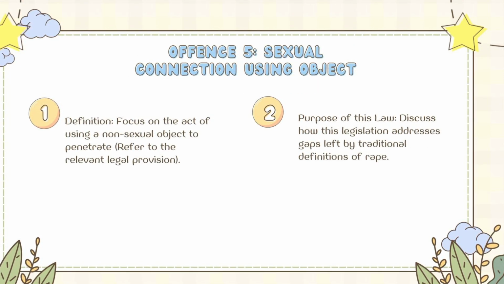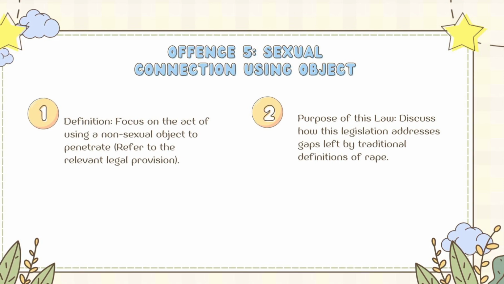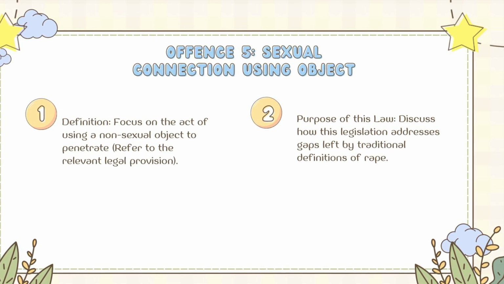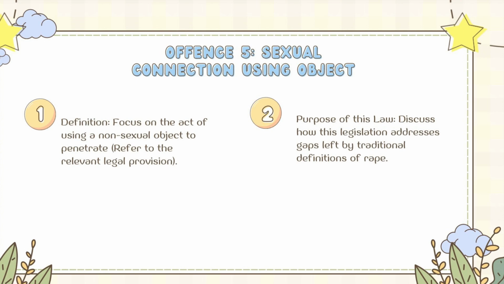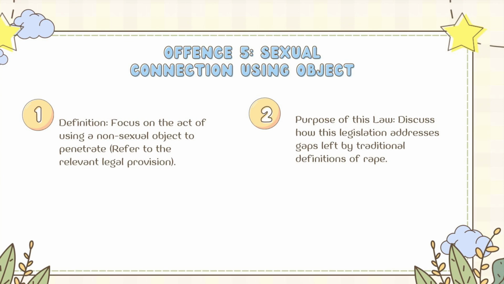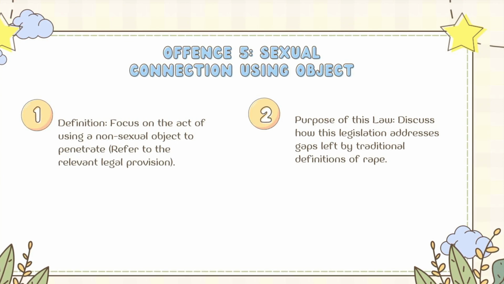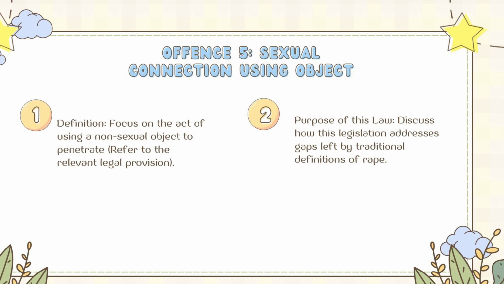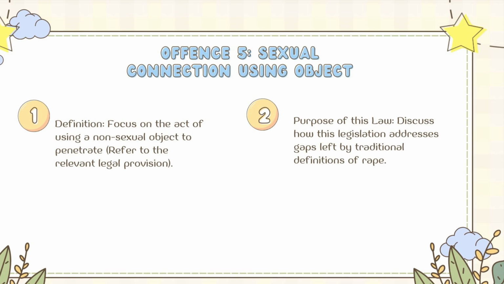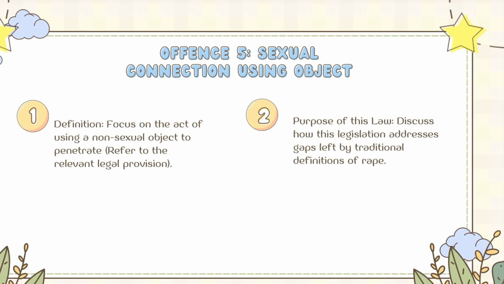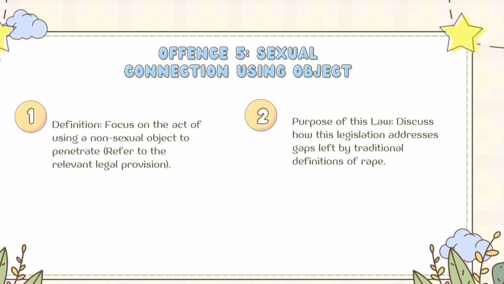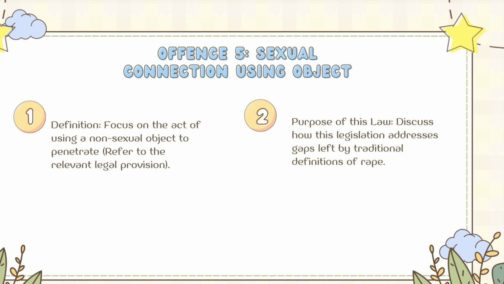Next, offence 5, sexual connection using object. This offence addresses situations where a person uses a non-sexual object to penetrate another person's body for sexual purposes. Traditional rape laws often focused only on penetration by a male sexual organ. As a result, acts involving objects were not always clearly covered. The purpose of introducing this offence is to close that legal gap, ensuring that victims are protected even when the assault does not involve traditional sexual intercourse. So this reflects the law's evolution in recognizing that sexual violence can occur in many forms, not just those defined under older legal frameworks.